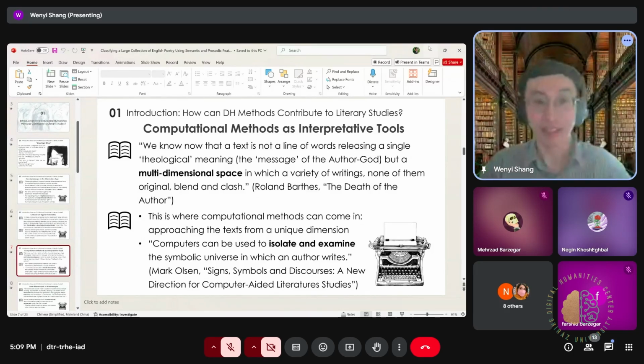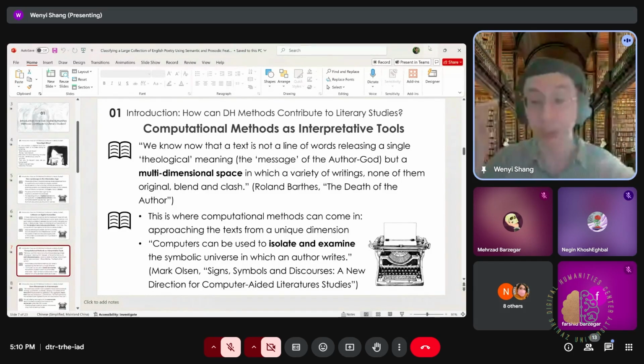And I argue that this is exactly where computational methods can come in, because we can approach the text from a unique dimension. According to Mark Olsen, computers can be used to isolate and examine the symbolic universe in which an author writes. And that's what computational methods are particularly capable of. So rather than investigating something objective, which is not the goal of the discipline of literary studies, we can use computers not to analyze the objective perspective, but a certain subjective perspective.